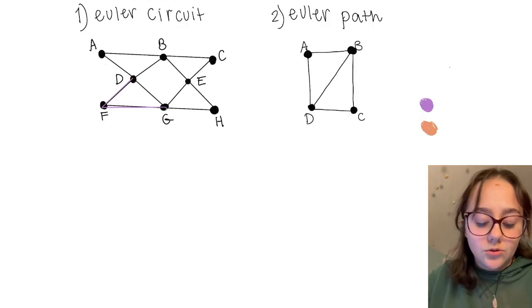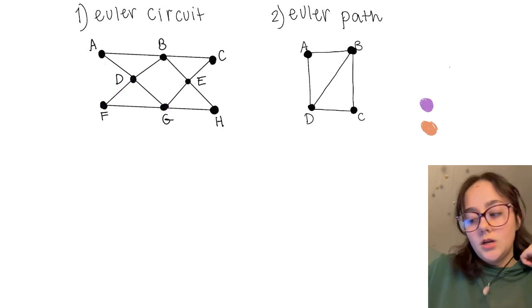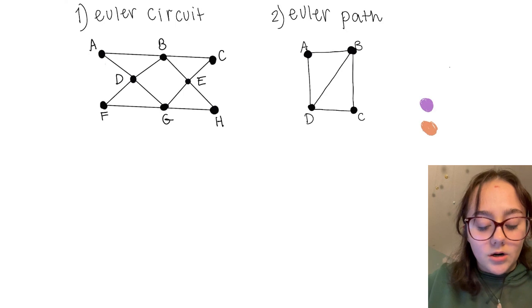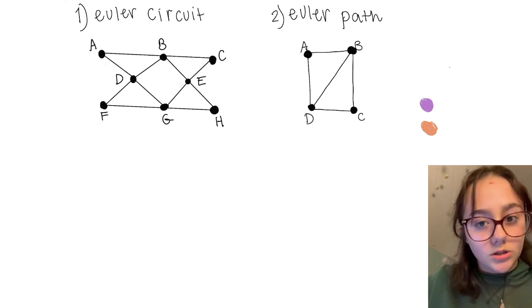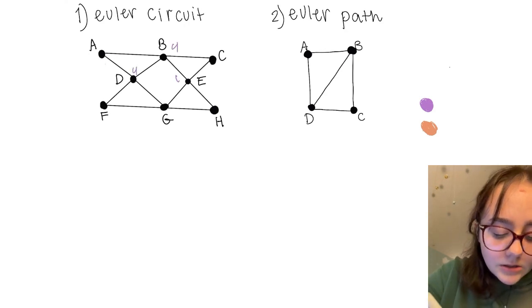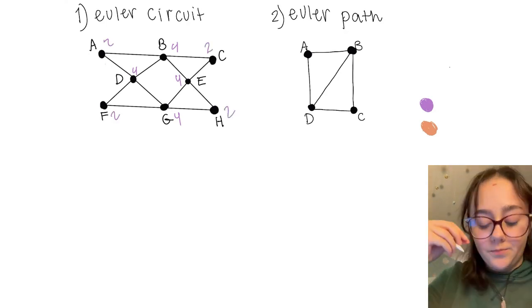So I will be explaining how to solve an Euler path and an Euler circuit. We're going to start off with the circuit. With the circuit, you want to make sure all of the degrees are even. The degrees are the points at which the edges meet, and the edges are the lines. So we're going to count the degrees right now. D has 4, B has 4, E has 4, G has 4, A 2, F 2, H 2, and C 2. So we can check that they are all even.